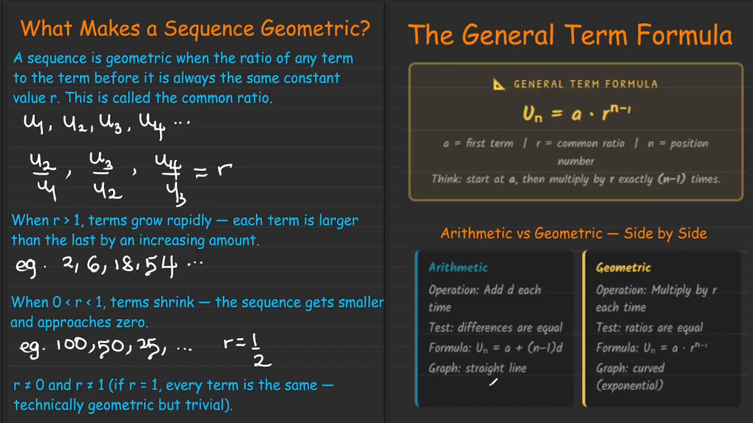Talking of their graph, if you are to plot an arithmetic sequence, you get a straight line. But for geometric, you are going to get a curve, in other words, an exponential. So now that we know these differences, let's try and solve some questions on the geometric.